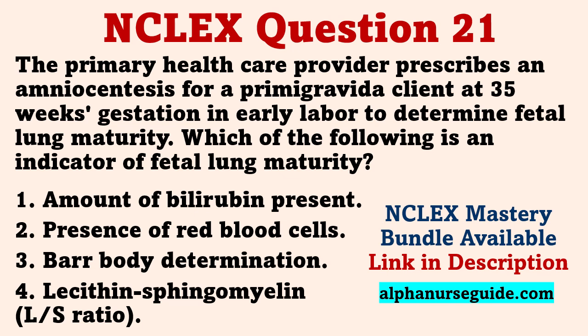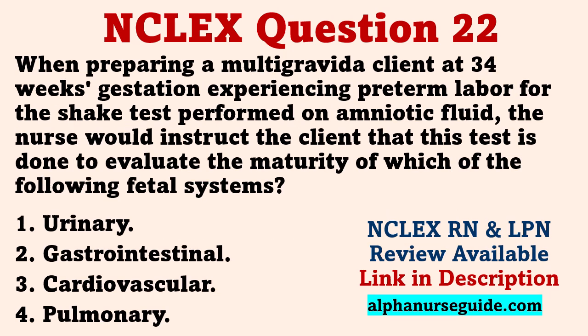Barr body determination is a chromosome analysis of the sex chromosomes that is sometimes used when a child is born with ambiguous genitalia. When preparing a multigravida client at 34 weeks gestation experiencing preterm labor for the shake test performed on amniotic fluid, the nurse will instruct the client that this test is done to evaluate the maturity of which of the following fetal systems? 1. Urinary. 2. Gastrointestinal. 3. Cardiovascular. 4. Pulmonary.